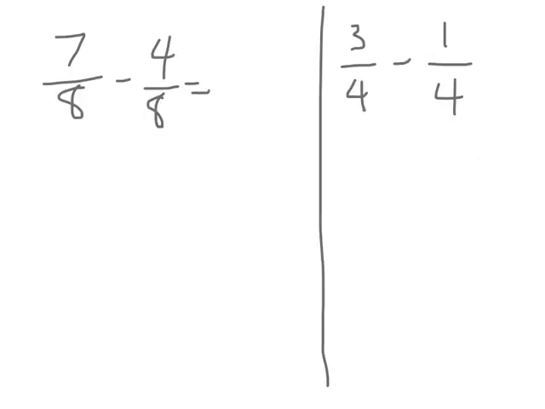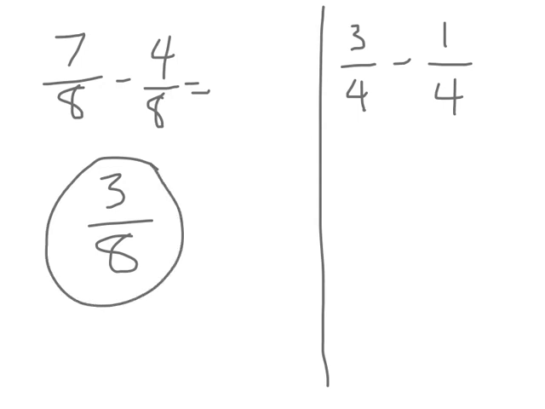7/8 minus 4/8 and 3/4 minus 1/4. Make sure you write your answer in simplest form. What's 7/8 minus 4/8 written in simplest form? It's 3/8. I can't simplify 3/8. What's 3/4 minus 1/4 written in simplest form? Well, 3/4 minus 1/4 is 2/4.